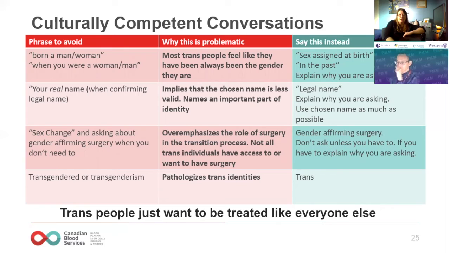And you want to avoid using terms like sex change or really asking about surgical or medical interventions if you don't need to know. So asking about medicalized and surgical interventions really overemphasizes the role of surgery in the transition process. Again, not all individuals have access to or want to have gender affirming surgery. So if you don't need to ask about gender affirming surgeries or questions about genitalia, it's best not to. Just like everyone else, it's kind of weird to ask somebody about their genitals if you don't need to know. And again, if you do need to know, always explain why you're asking.